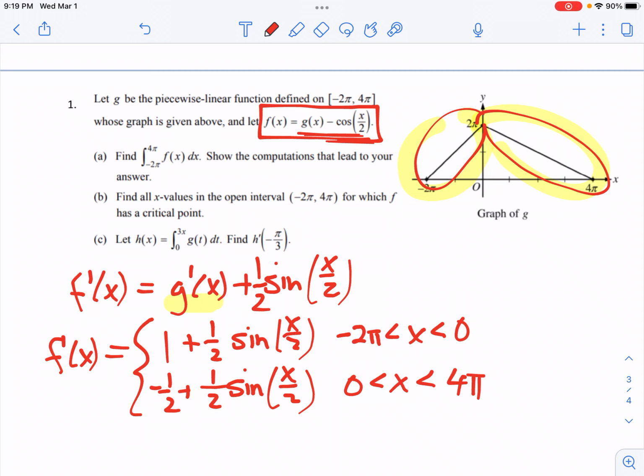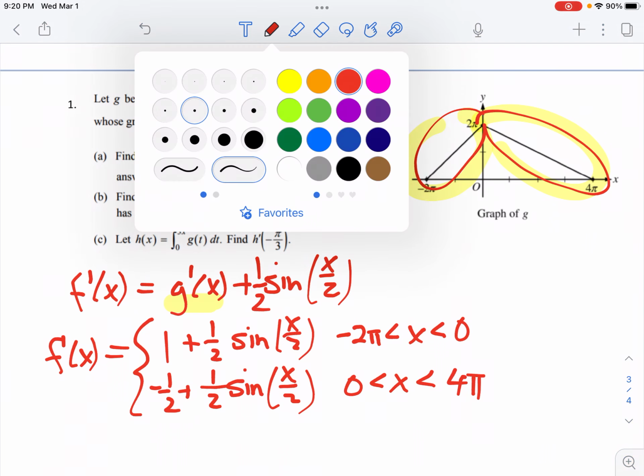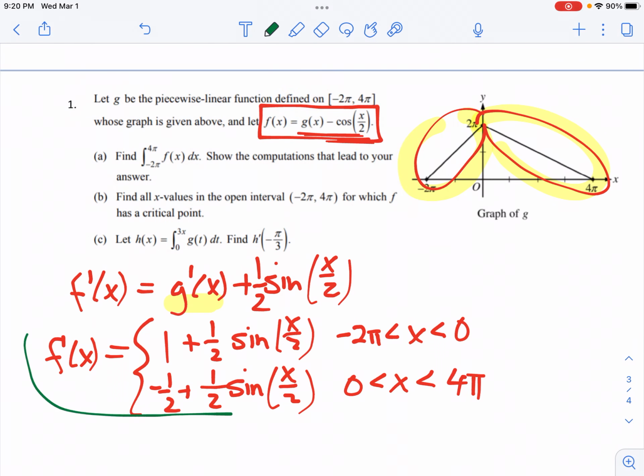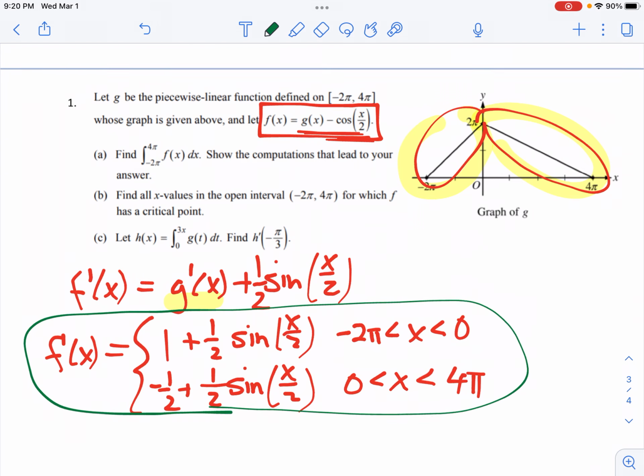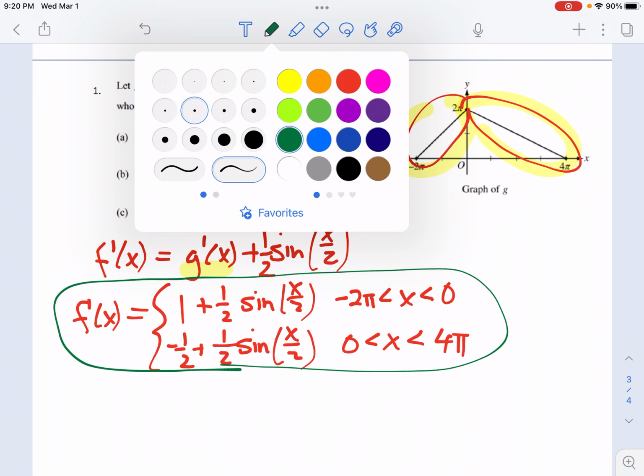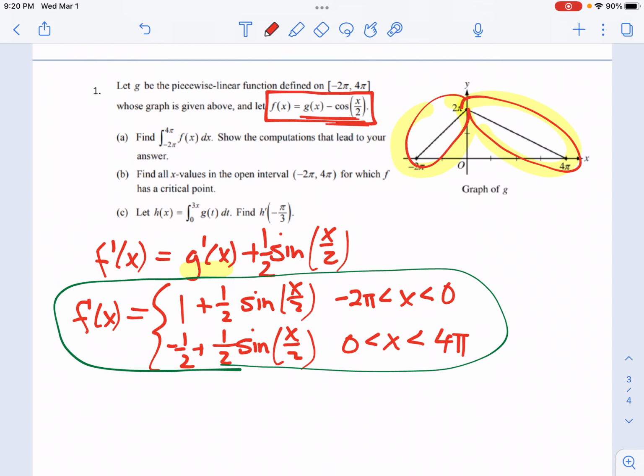That's a tough piece. So now we found the derivative. I'll circle it here in green. That is the derivative. It's not an easy one-liner. In fact, it is piecewise defined. But once we found the derivative, we set it equal to 0, and we find critical points.